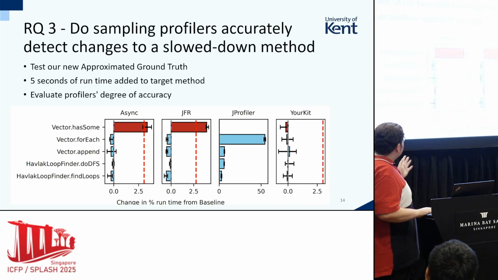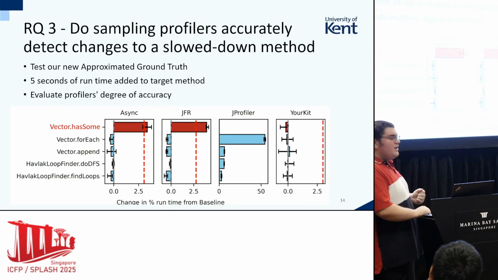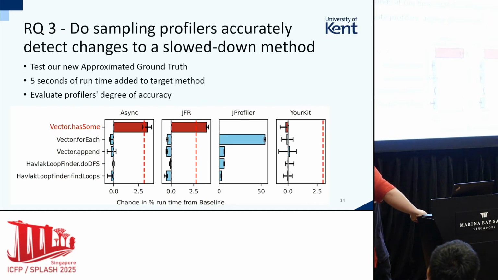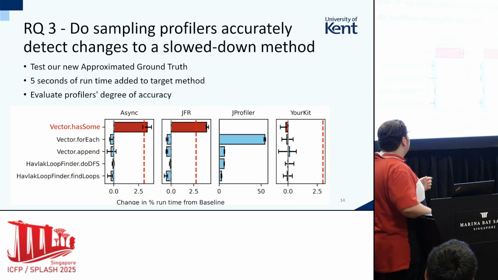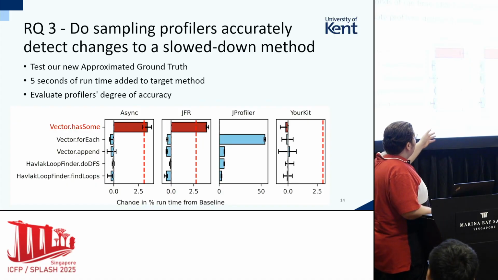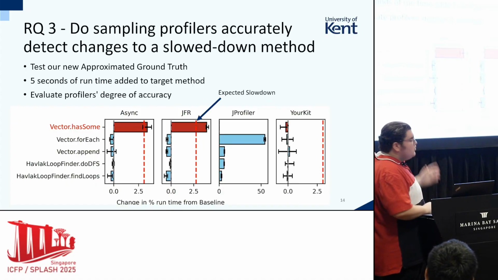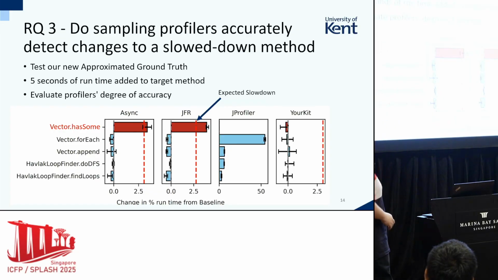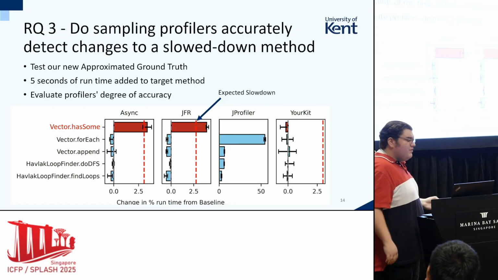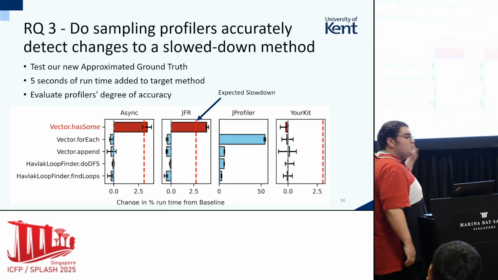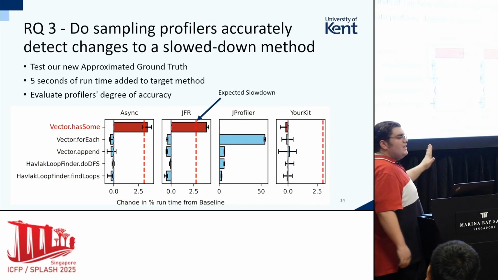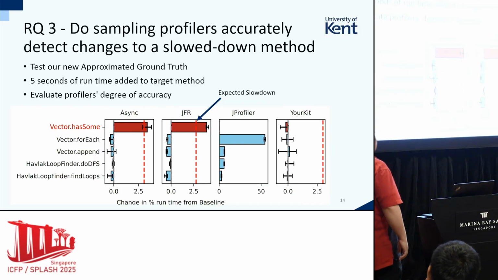One of those tests is here. We made vector.hasSum 5 seconds slower, and we looked at whether all 4 profilers would correctly identify that this method has now got slower. Async and Java Flight Recorder, oh, and I must mention, because we knew the overhead and we knew the exact amount of slowdown we're adding, we could actually predict the amount of additional change we would expect. So that gives us a degree of accuracy we can evaluate a profiler against.